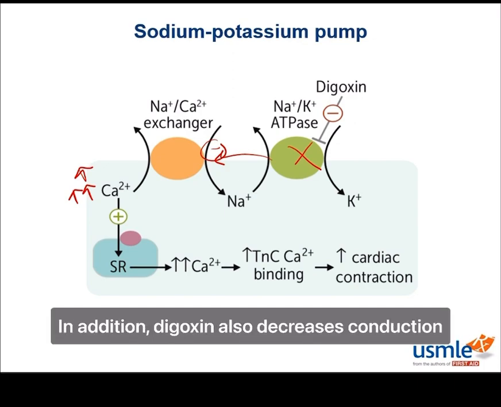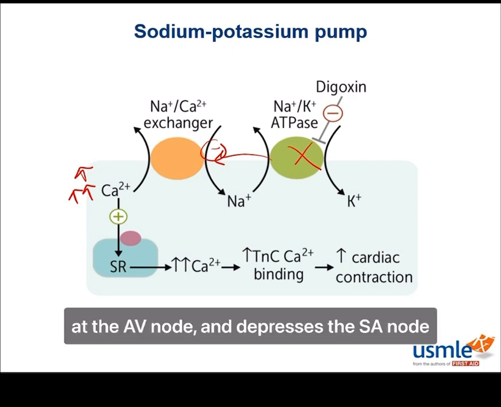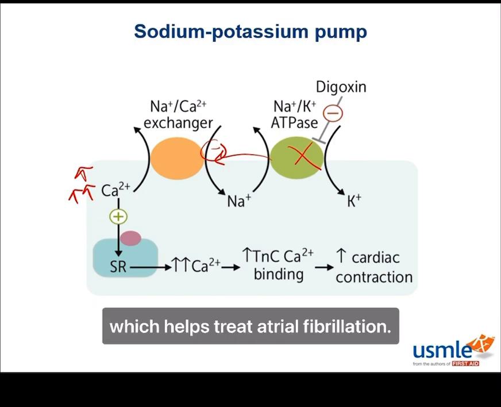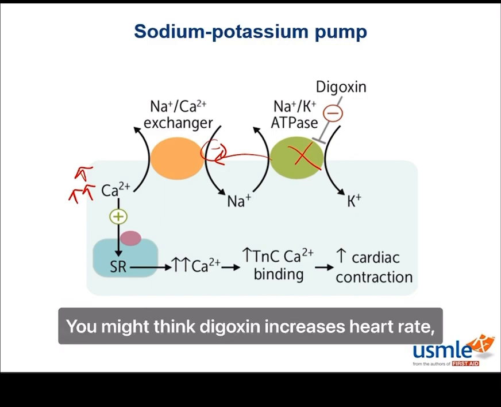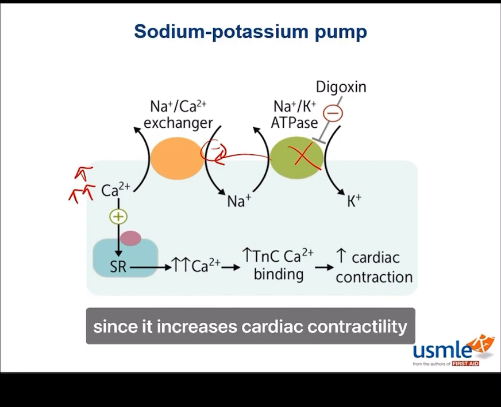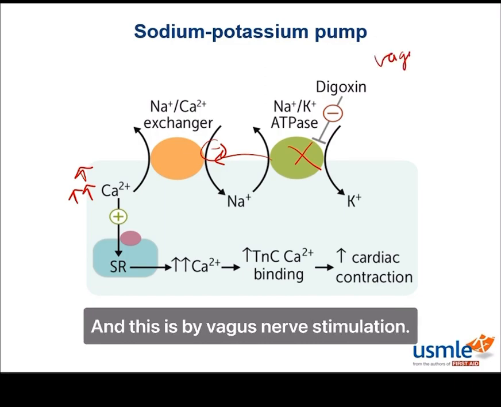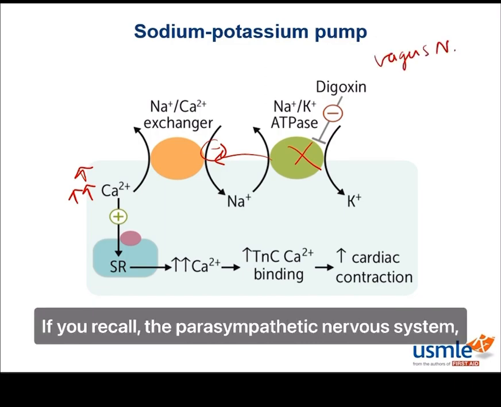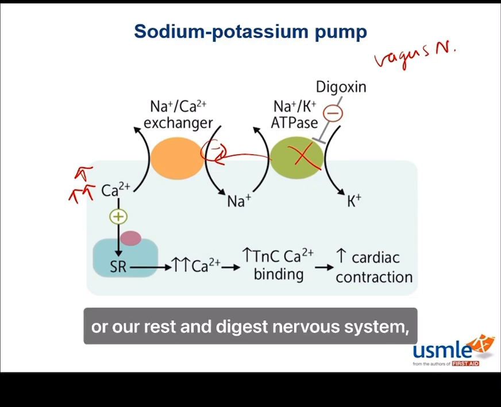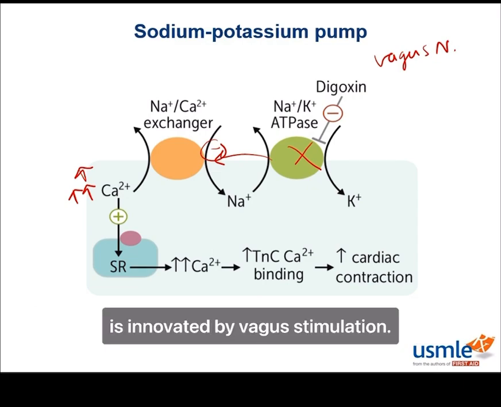In addition, digoxin also decreases conduction at the AV node and depresses the SA node, which helps treat atrial fibrillation. One question I frequently saw in exams was how digoxin affected heart rate. You might think digoxin increases heart rate since it increases cardiac contractility and the heart is overall working harder, right? But it actually decreases heart rate, and this is by vagal nerve stimulation. If you recall, the parasympathetic nervous system, or our rest and digest nervous system, is innervated by vagal stimulation, so stimulating the vagus nerve will result in lowered heart rate. I can almost guarantee you will see a question on this on your board exam.